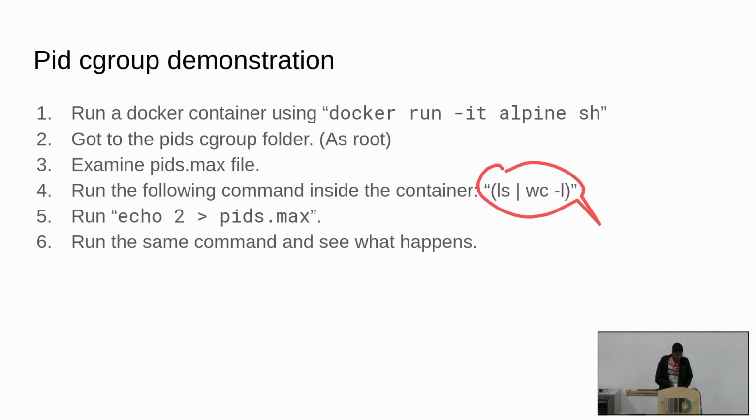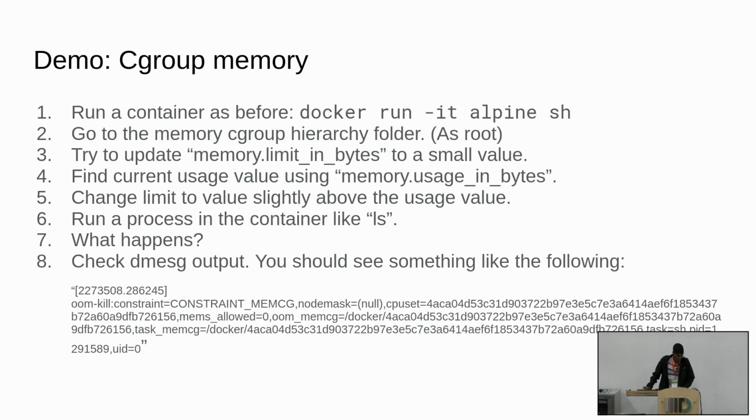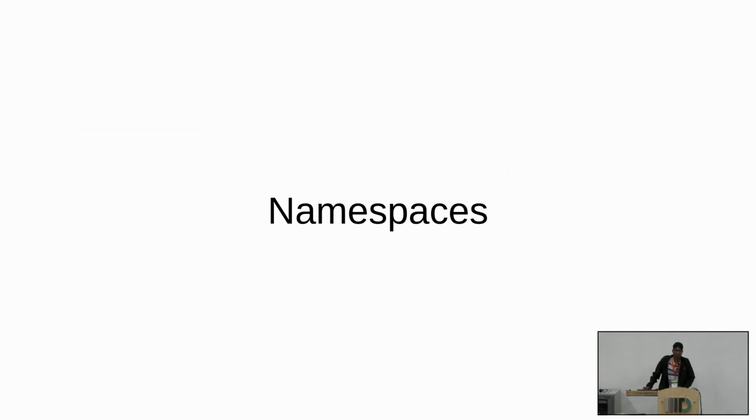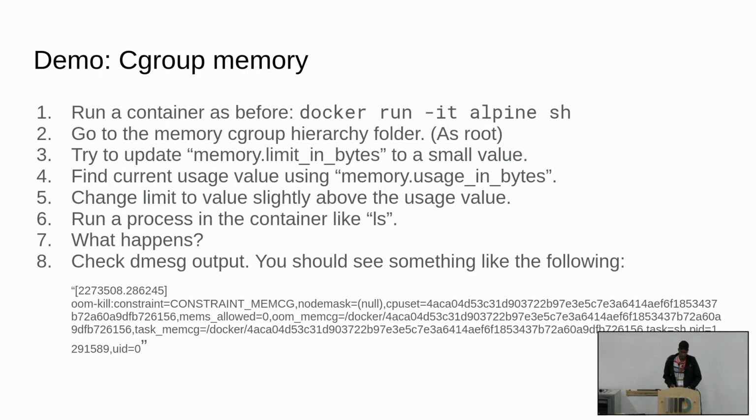So you can try any one of these. You can try the PIDs, it might be the easy one. Or we can move to the next subsystem. So as before, like I said, some files give you the stats. This usage in bytes gives you the actual memory being used right now by that container, by that cgroup. You can't change this one. You have to change the other one, right? The limit in bytes.